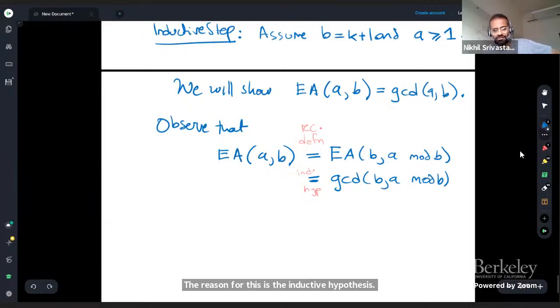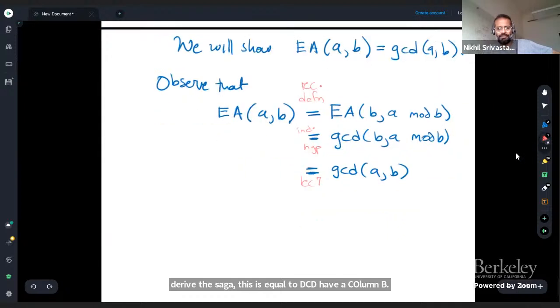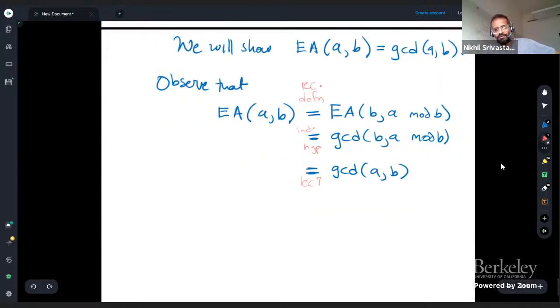But now I want to show that this is equal to GCD of A comma B. But I already did that in like lecture 5. That was the starting point of how we derived this algorithm. This is equal to GCD of A comma B. This is, I think, there in lecture maybe 6, maybe lecture 7. Yeah. But now I'm done. Right? I just showed that the Euclidean algorithm computes the GCD.